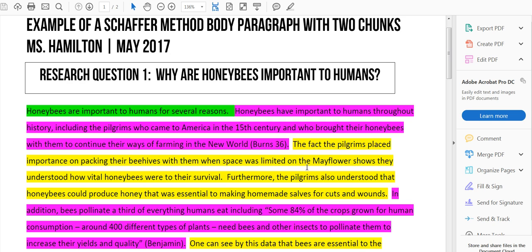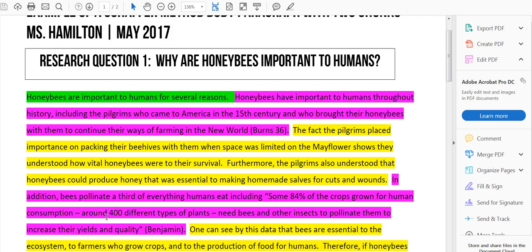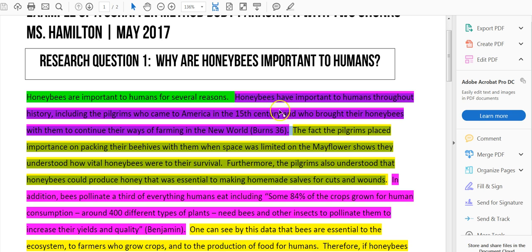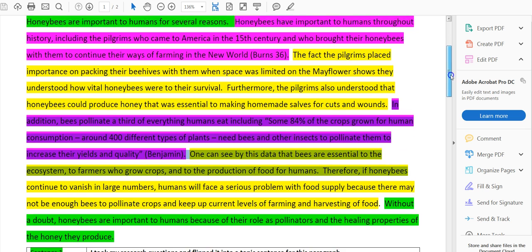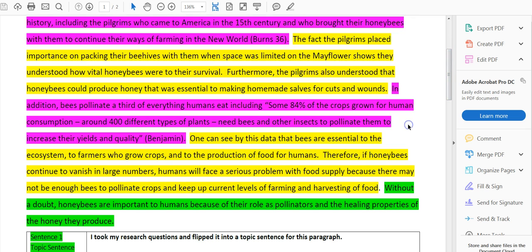Now I'm ready to get my second piece of evidence from my research and write a concrete detail sentence. This is my beginning of my second chunk. Your first chunk includes the concrete detail and the two commentaries. Your second chunk will include your second concrete detail sentence and the two commentary sentences that we'll see more in depth in just a moment.